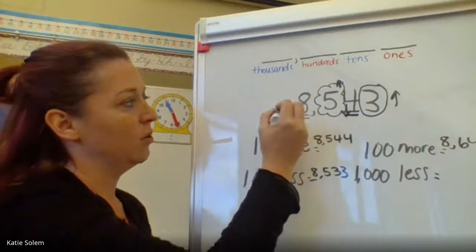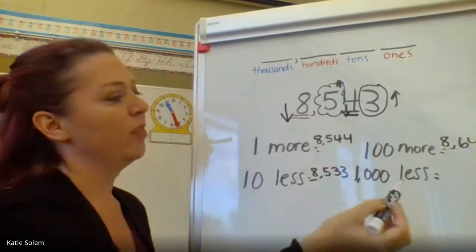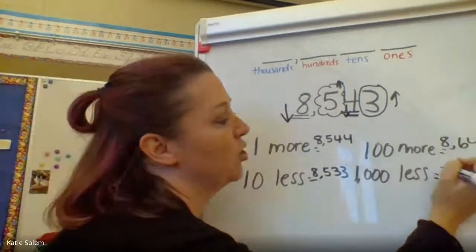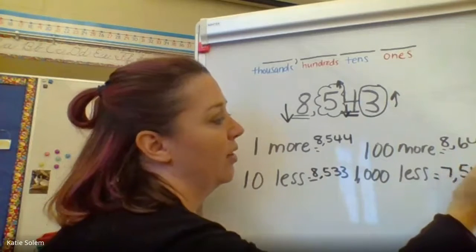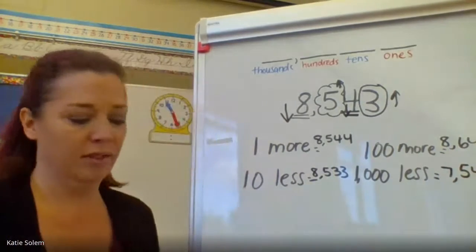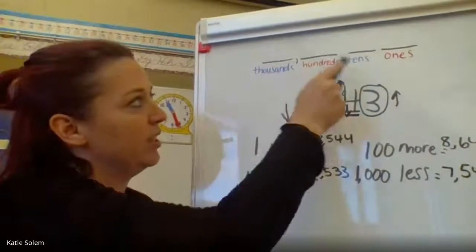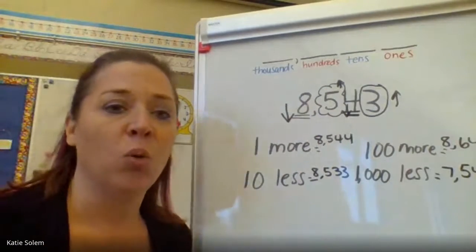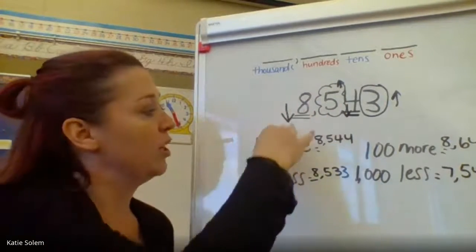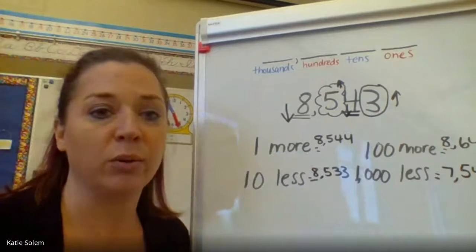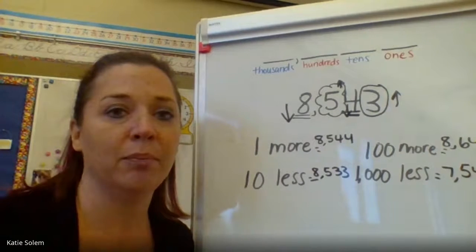And finally, we have 1,000 less. Well, we have 8,000 now. 1,000 less would bring us to 7,543. So by knowing what these different values are, we can figure these answers out without having to write out the addition and subtraction problem.